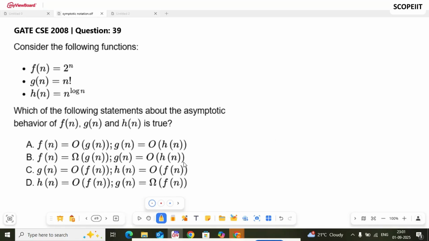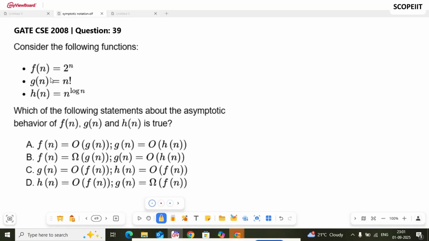Next, now let us solve some previous year GATE questions based on this topic. This is a GATE 2008 question. Consider the following functions. Here they have given you some functions. First function says that f of n is 2 power n, g of n is n factorial and h of n is n power log n. Now, to solve this question, you should be aware of whether 2 power n is greater than n factorial or less than n factorial.